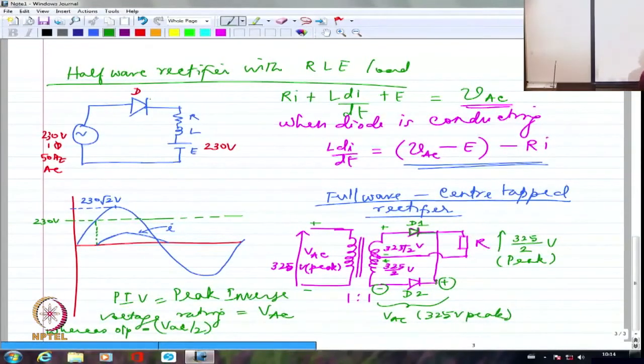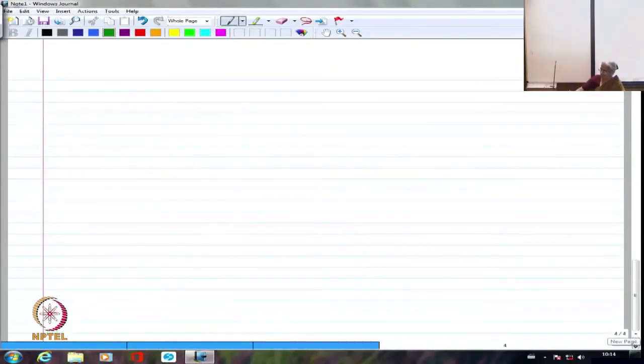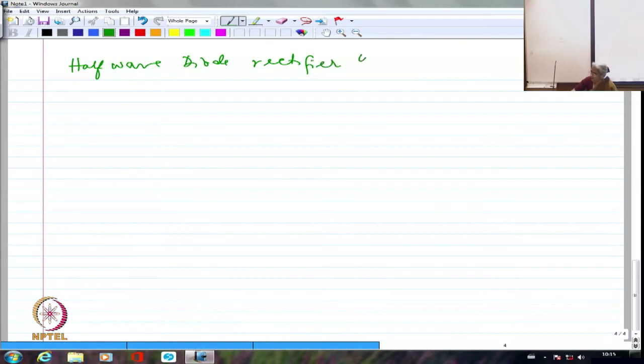One particular case I forgot to discuss is the half wave rectifier with the freewheeling diode. Let me take that up also, because this will come up repeatedly when we are talking about other rectifiers. That's the reason I would like to go for this.